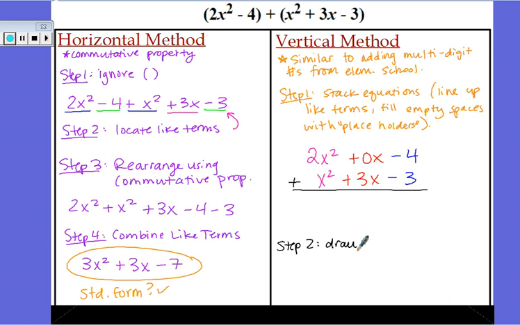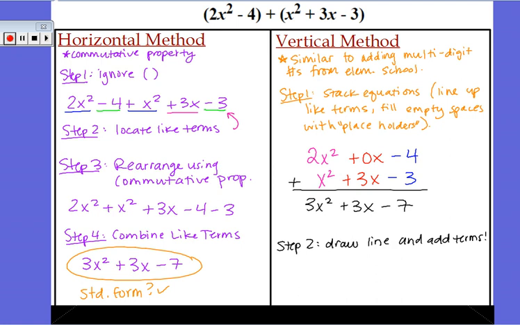Okay, so step 2, draw line and add terms. Okay, so we're just going to go straight through and add our terms. So we have 2x squared and x squared, that's 3x squared. We've got 0x and 3x, so that's still 3x, and then negative 4 and negative 3 gets us negative 7.